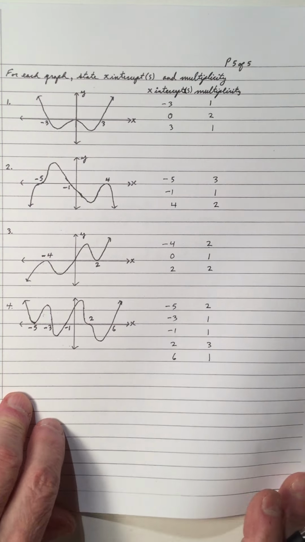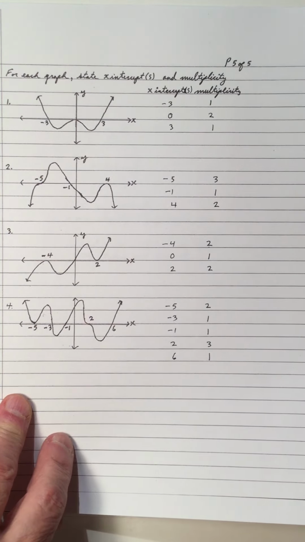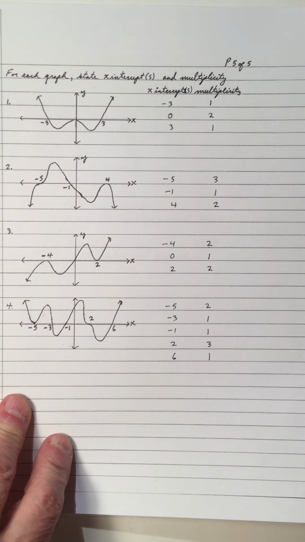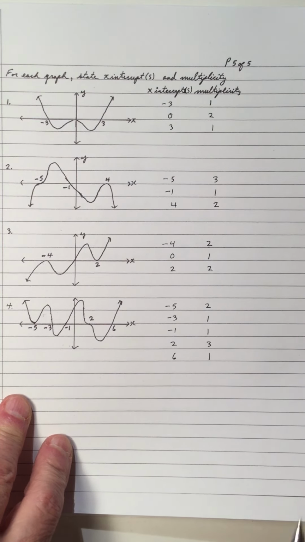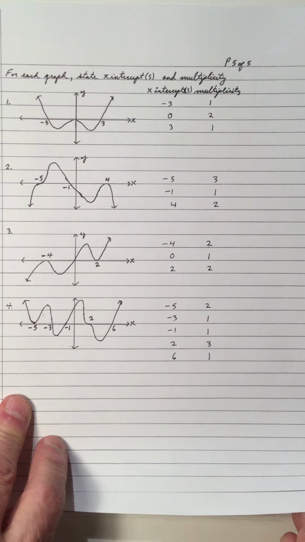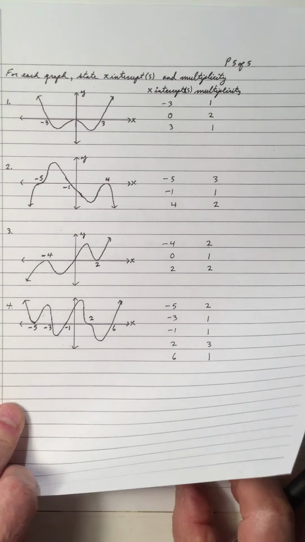So the multiplicity, remember, you can have an x-intercept, but you have different degrees to it. It gives you the shape of your graph.